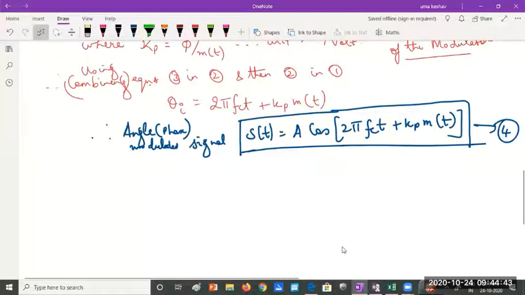So how do I define phase modulation? It can be defined as change in the phase of the carrier signal with respect to change in amplitude of the message. Please remember that. Change in the phase angle of the carrier with respect to amplitude of the message. And this is the time domain standard representation of a phase modulated signal. Any doubts with this? Yes or no?